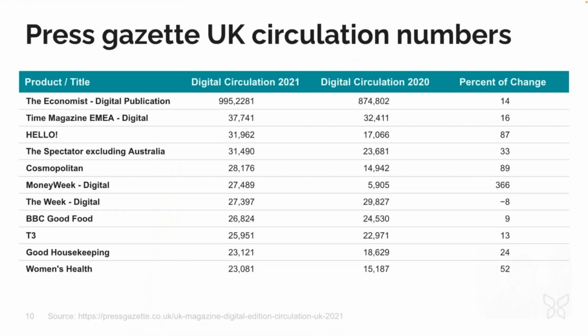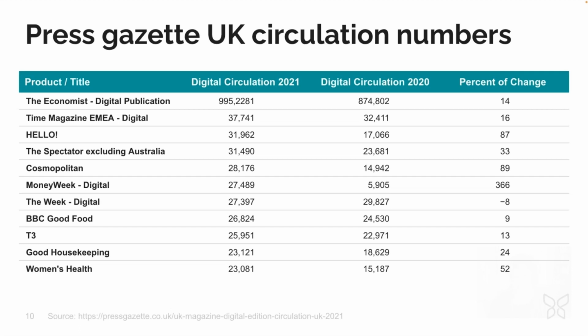If I look at UK circulation numbers, this is according to the Press Gazette. If I look at the circulation between 2020 and 2021, you'll see that the numbers start to jump. And part of that is, of course, that we just experienced the pandemic and a lot more people are remote. However, there are a few that I want to circle in on specifically. Let's take Cosmopolitan, for example. If I look at Cosmopolitan's number in 2020, they were right around 14,000. And then in 2021, that number nearly doubled.